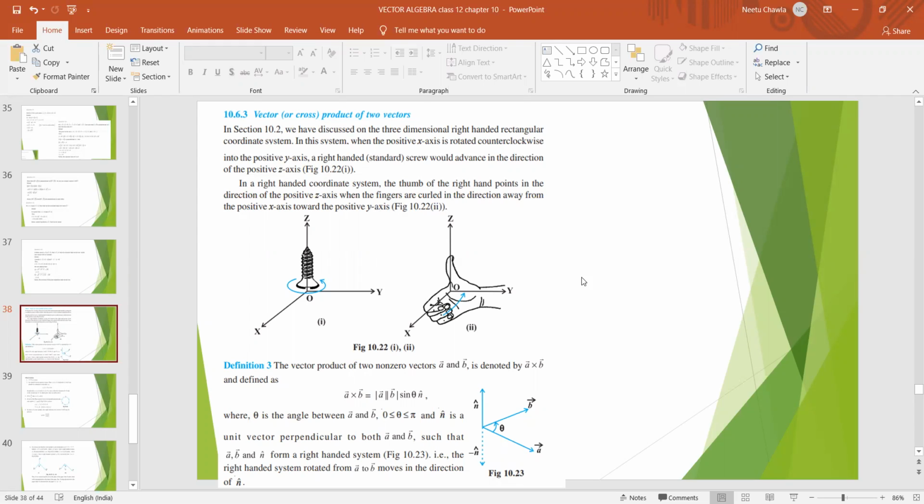So let's see, this is from your book, a page number. If anybody is having a book, they can see from it. If you are sitting like that, I cannot help it out. So let's start with it.